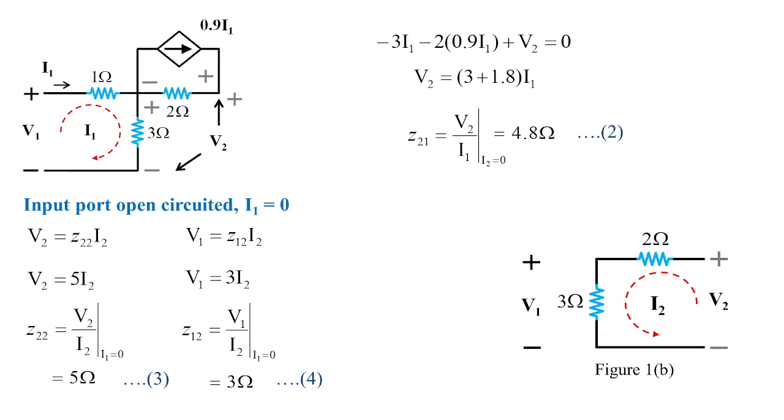Hence, by framing equations 4, 3, 2 and 1, the Z parameters are obtained as 4 for Z11, 3 for Z12, 4.8 for Z21, and 5 for Z22. So once we are done with impedance parameters, we can convert the impedance parameters into transmission line parameters, the hybrid parameters, and Y parameters.